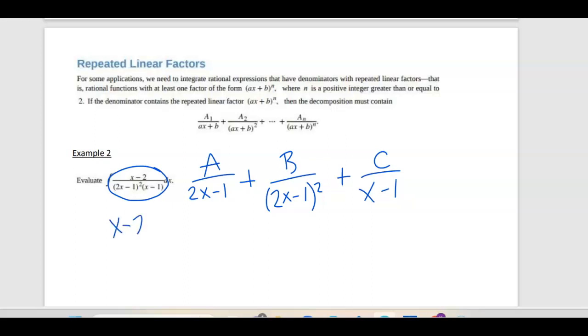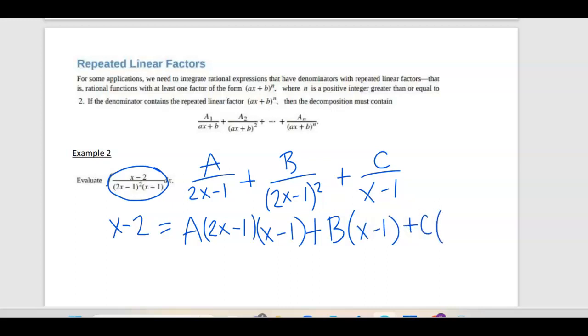All right, so that means that x minus 2 must be equal to, now I'm multiplying through by my denominator here. So A gets both a 2x minus 1, because it's a 2x minus 1 squared, and it gets an x minus 1. Now, B only gets an x minus 1, because if I multiply through by 2x minus 1 squared, it already has both of those in the bottom. And then C gets a 2x minus 1 squared, because it has an x minus 1.